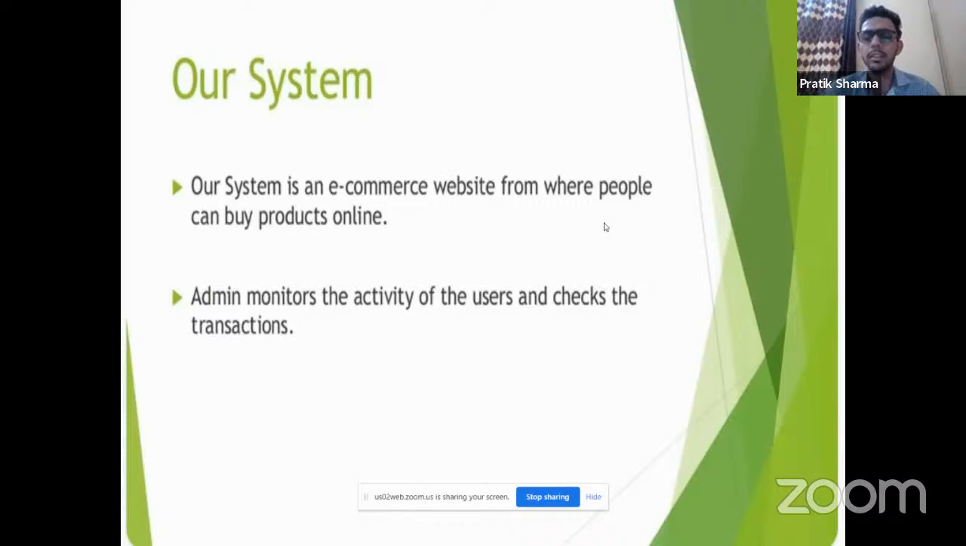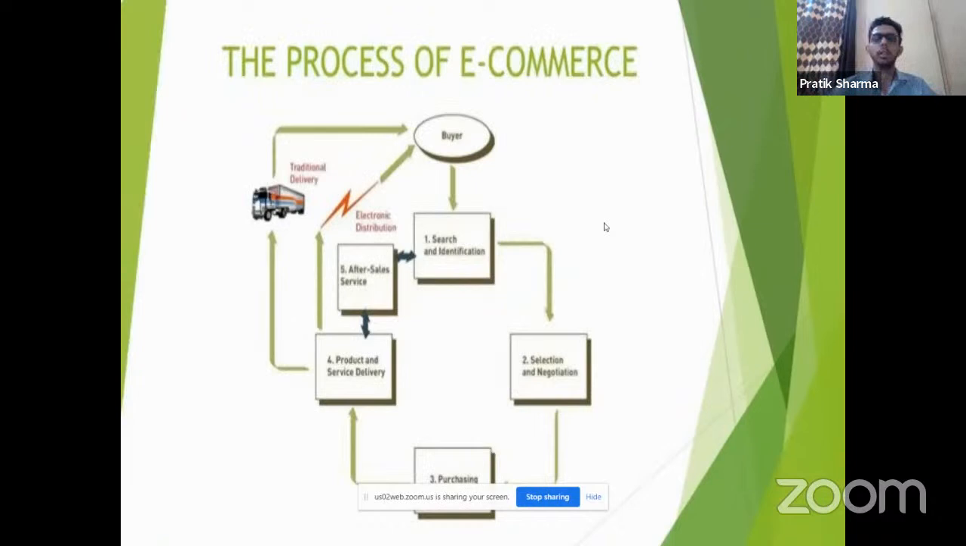Now, the process of e-commerce. Just like in compiler design, there are seven phases through which your code goes, the process of e-commerce is similar. First, as a buyer, you search and identify the products you desire. Second, you select and negotiate. Third, you purchase through various payment methods. And the fourth step is product and service delivery, which is the traditional door-to-door way.